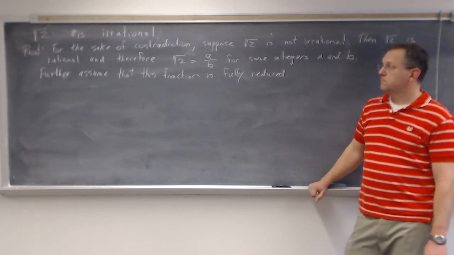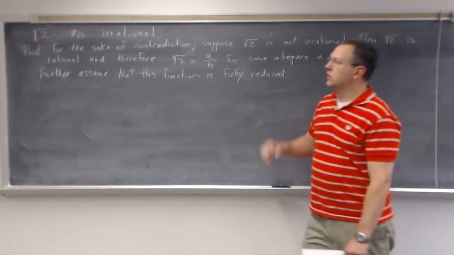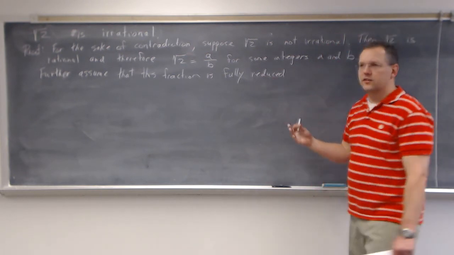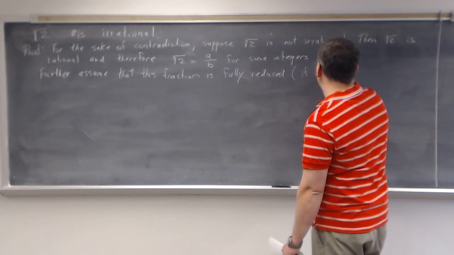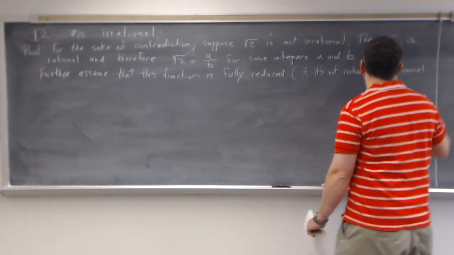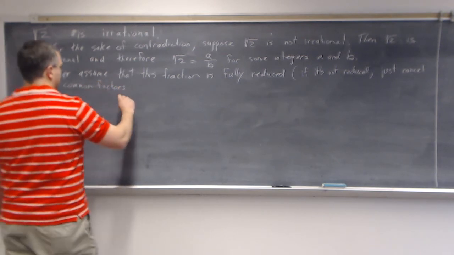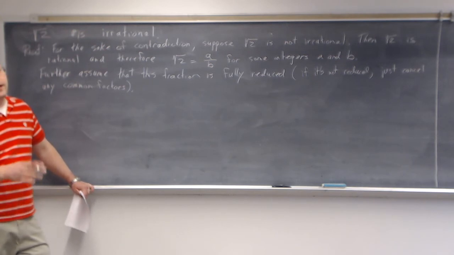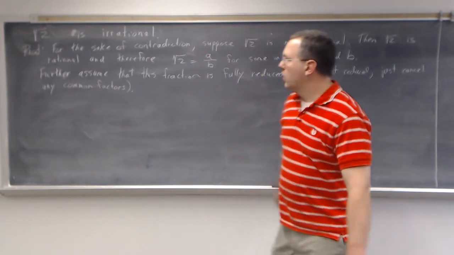Okay, so do we have to put the "without loss of generality"? You could if you want to. To kind of justify that, I'm going to write a little phrase inside parentheses. So further assume this fraction is fully reduced, and you kind of think to yourself, well, can you do that? Is that really without loss of generality? So if it's not reduced, just cancel any common factors. That's how I'm justifying this assumption. It's really not that big of a deal. If there were common factors, you just cancel common factors. Okay. All right. So we got a fully reduced fraction.